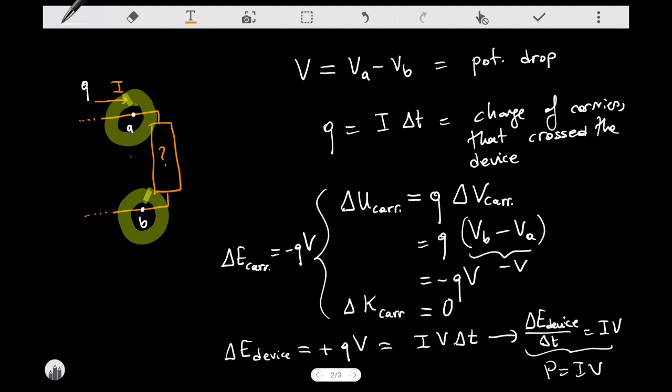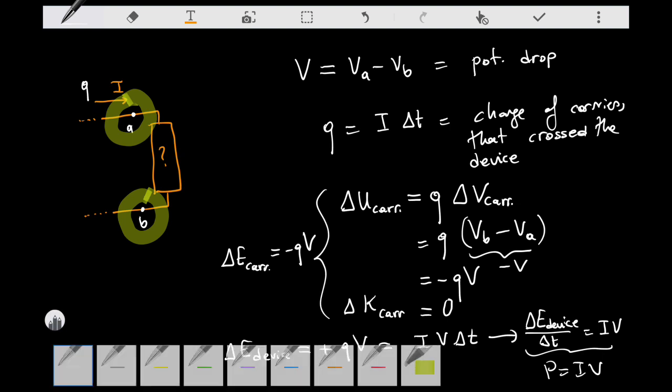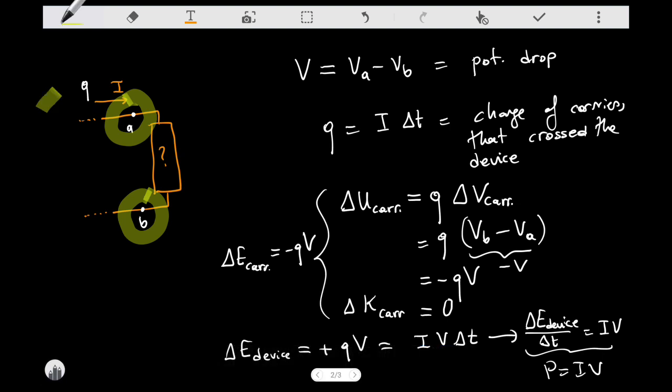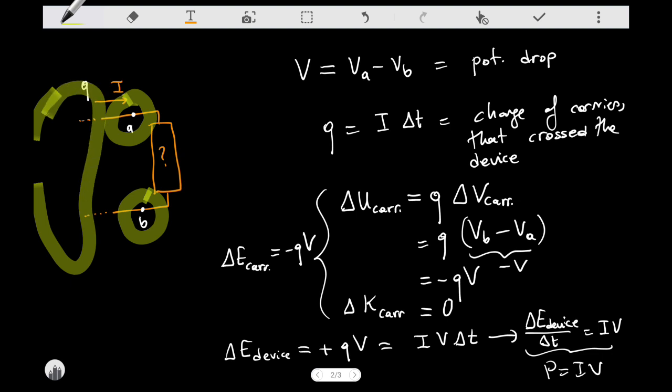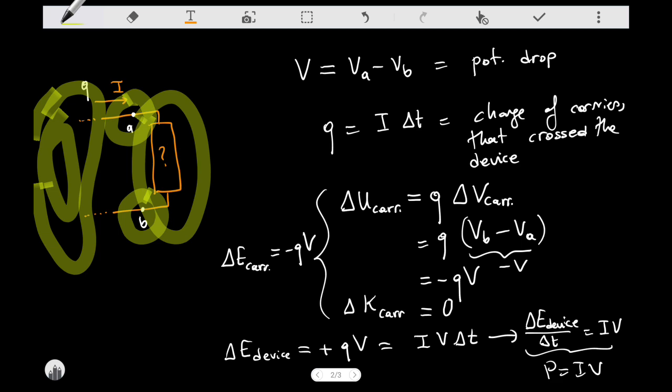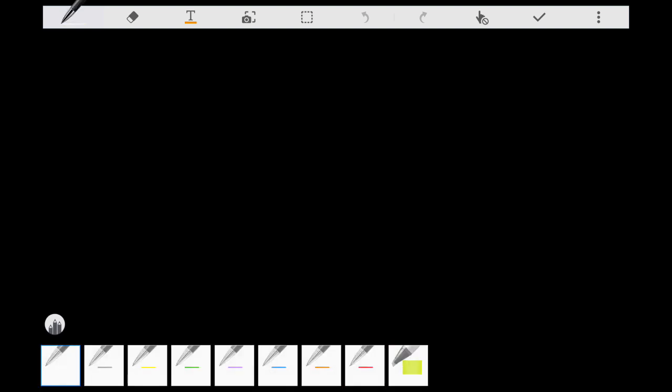So somehow the charge carriers are transferring energy from some parts of the circuit. There are some parts of the circuit that I haven't drawn, so that's also another black box. The charge carriers are essentially transferring energy from that part to the part where the device is, and the amount of energy that is transferred to a device is given by that formula.